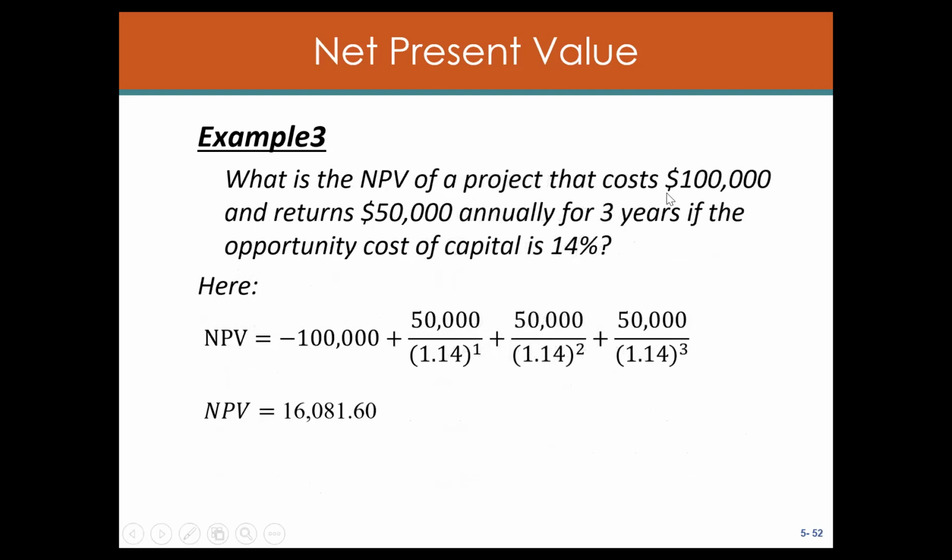What is the net present value of a project that costs $100,000 and returns $50,000 annually for 3 years if the opportunity cost of capital is 14%? Once again, $100,000 negative plus 50, 50, 50 discounted at 14%, year 1, year 2, year 3, net present value is $16,081.60, positive net present value. Good for you. Positive is good, negative, not good.